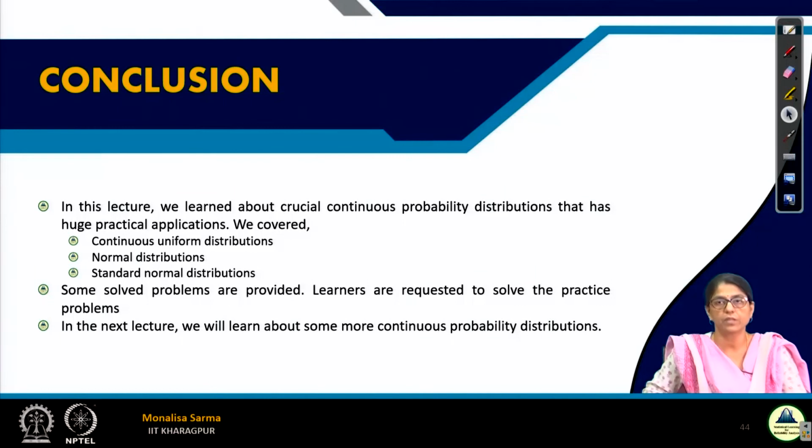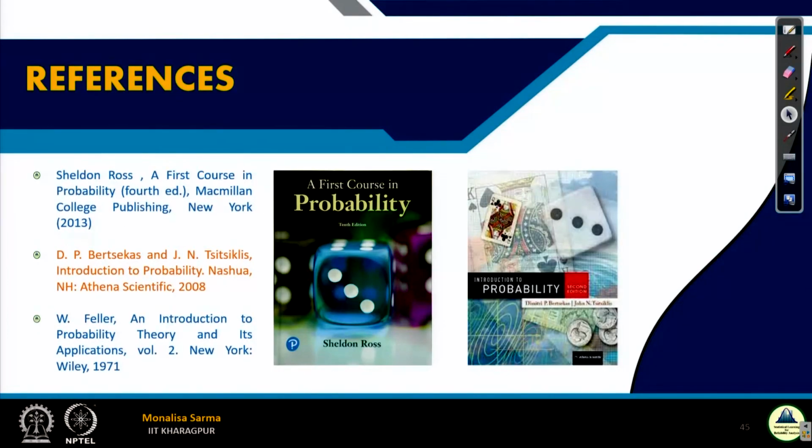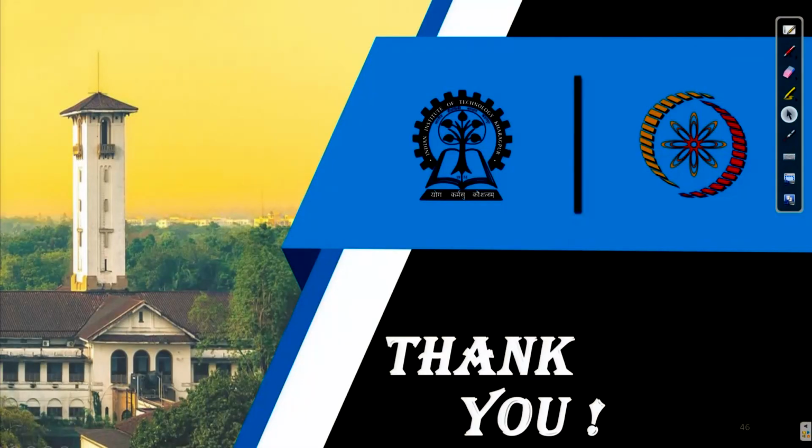We will be doing some real applications of normal distribution in our tutorial classes. So, in this lecture we learned the continuous uniform distribution, what the normal distribution is, what the standard normal distribution is, and we have solved some problems. More problems will be solved in our tutorial classes, and in the next lecture we will discuss some more continuous probability distributions. With that, these are the references, and thank you guys.